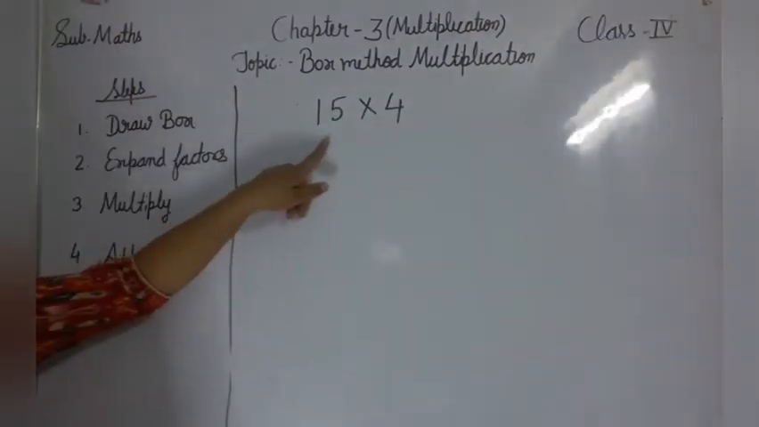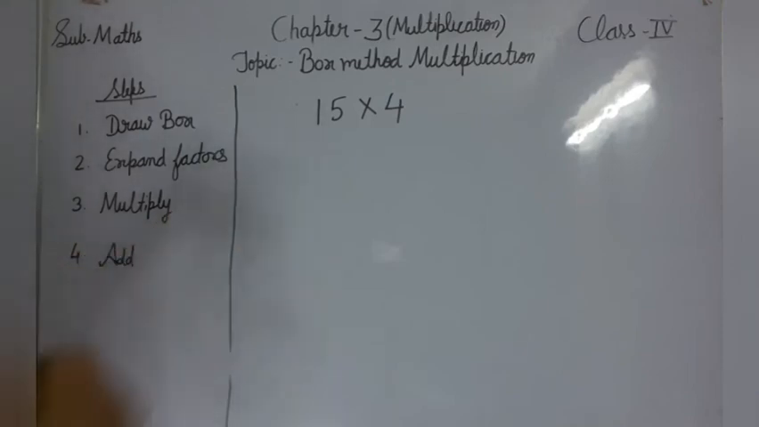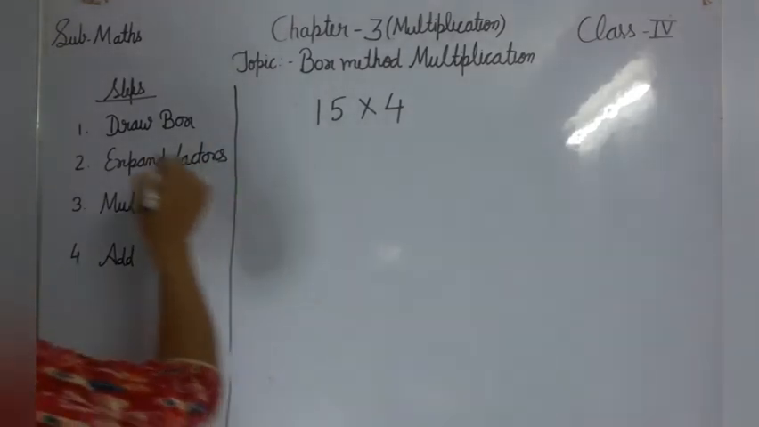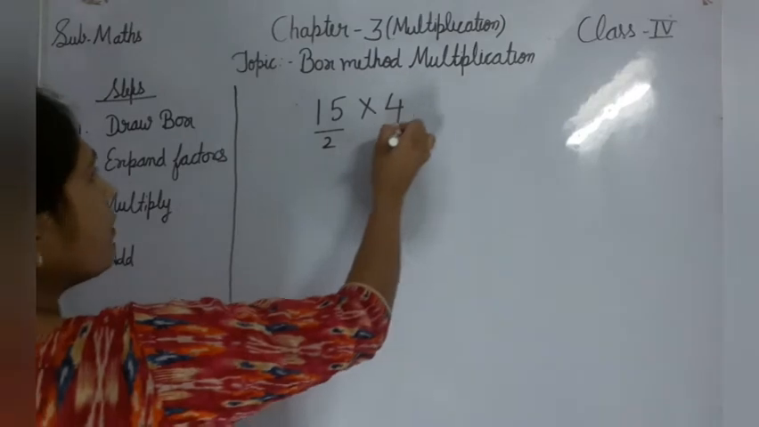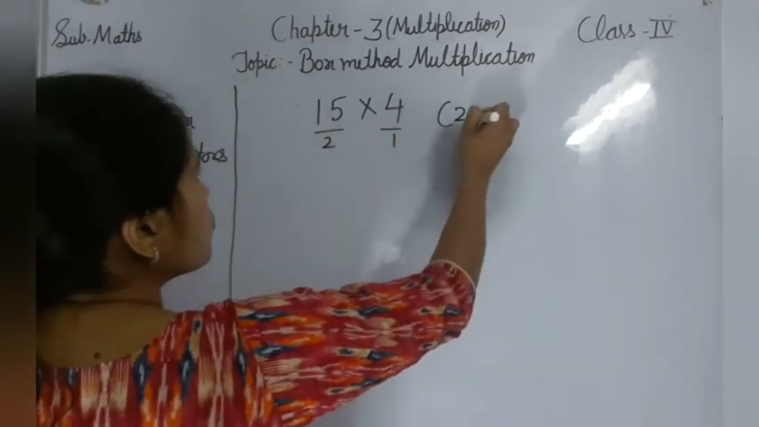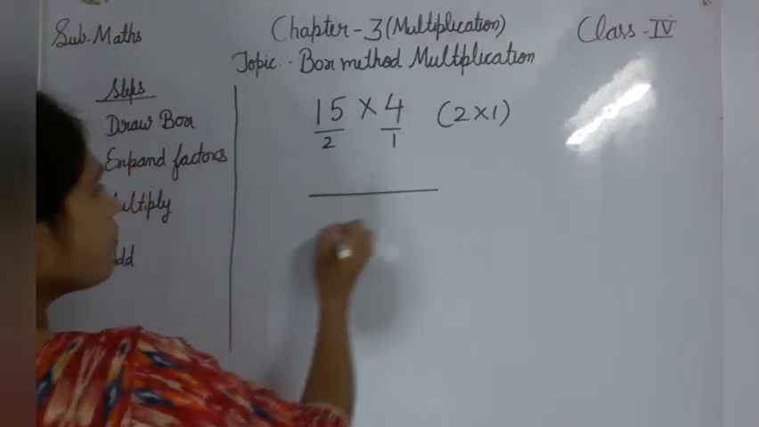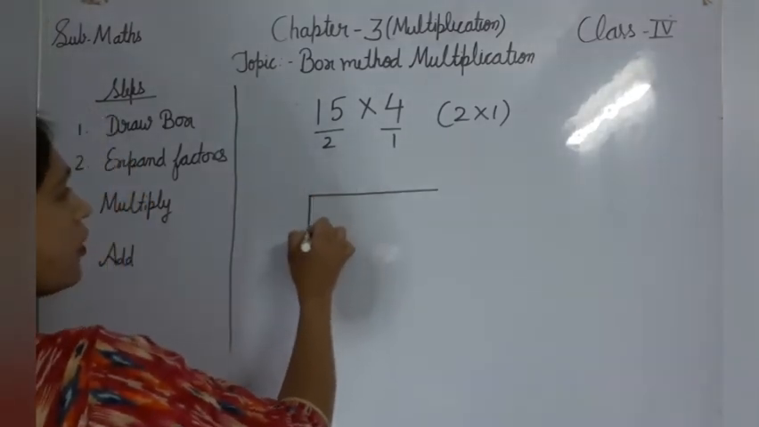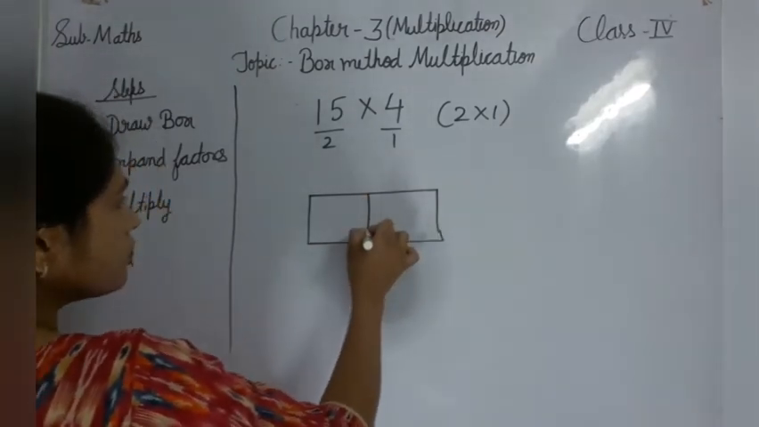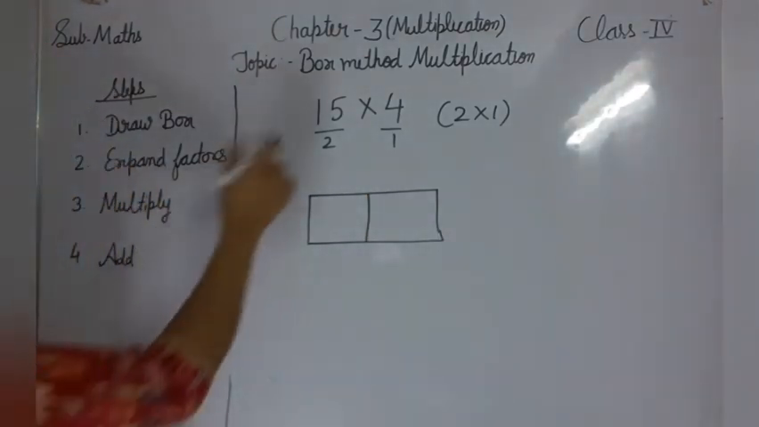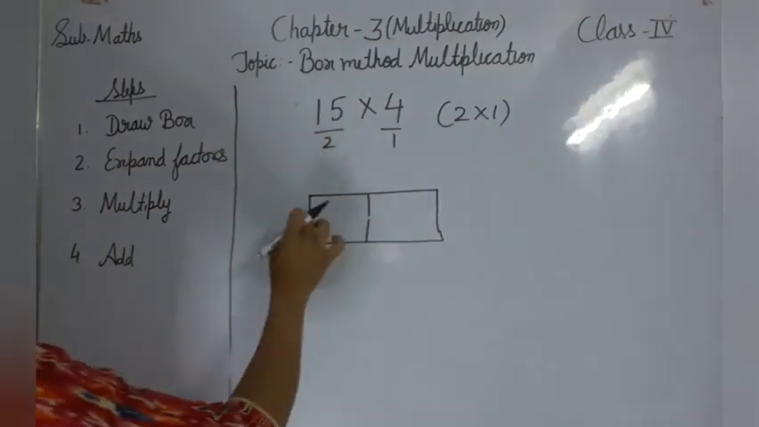Next problem I am doing from your practice book. It's My Turn 5, question number B I am doing here. So the first step, draw the box. So how many boxes do we need to draw? 2 digit and 1. So we have to make a 2 by 1 box. Okay. So let's draw it. And 1 column we need. Yes. 2 columns and 1 row here.